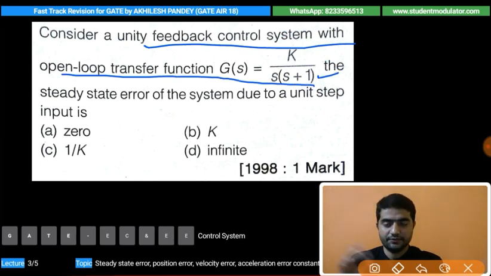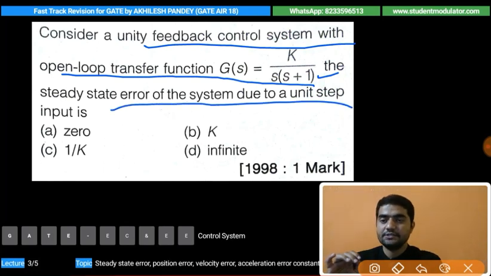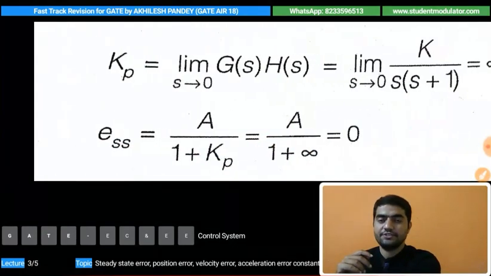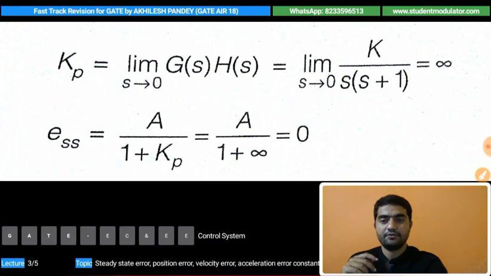So this is the forward gain or open loop transfer function. The steady state error for the system due to unit step input. If we are talking about unit step, it should come to our mind that unit step is related to the position error constant that we studied in the first slide itself. So let's see the solution for this question. We have to find the position error constant, and then we will find the steady state error.